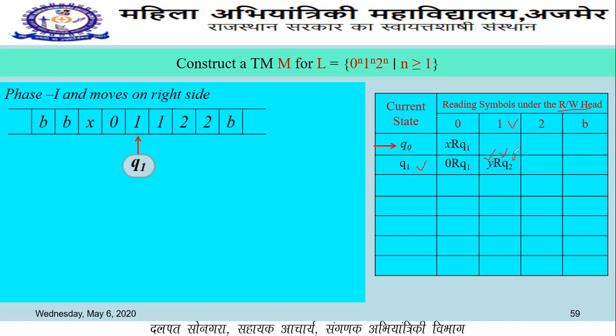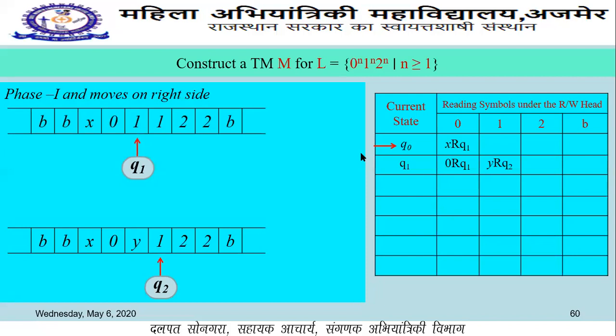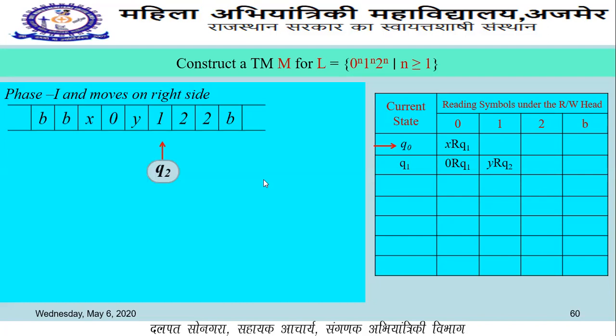If we apply this transition function, then we are in this situation. We change this 1 to y, taking the right turn, and we are in a new position, that is in state q2. I hope you understand this. Now the scenario has changed, and the current situation is this. Here we are reading 1 at q2.